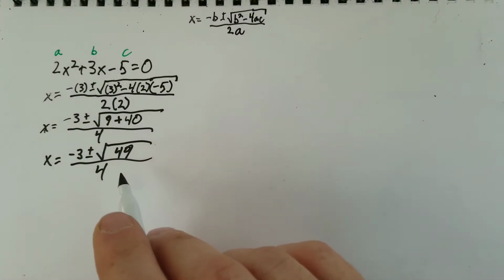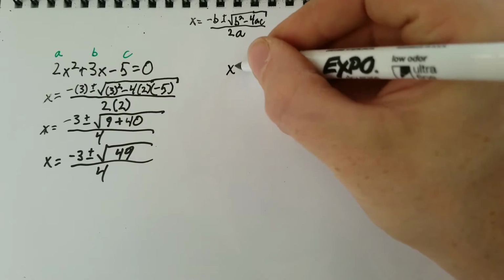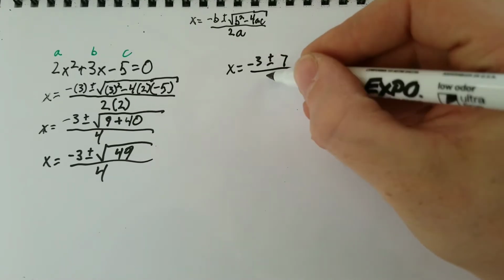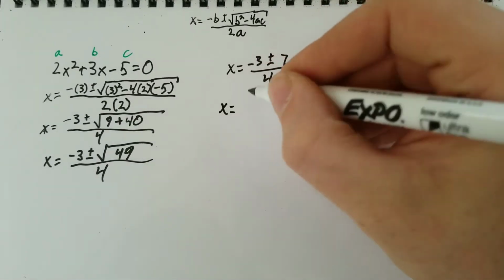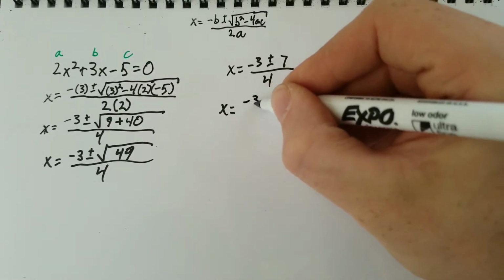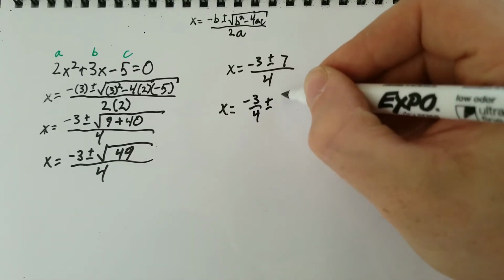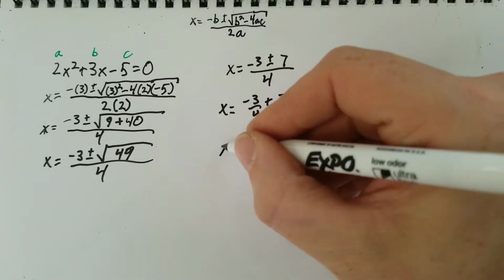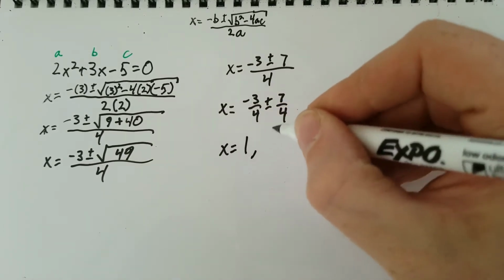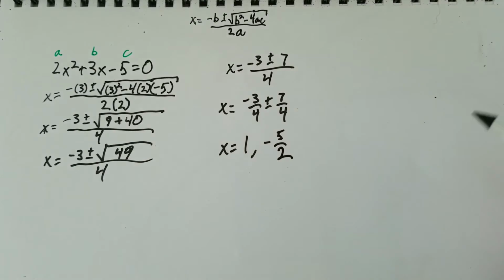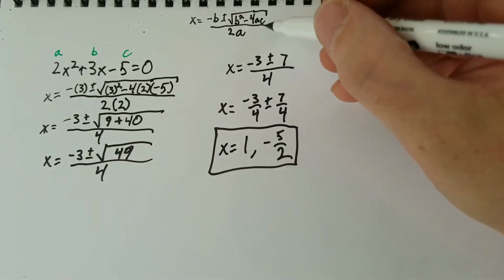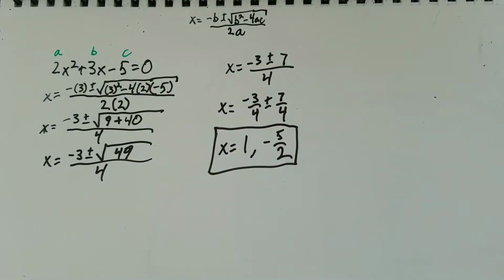Now the square root of 49 is 7. So we get x equals negative 3 plus or minus 7 over 4. We can take this and make it x equals negative 3 over 4 plus or minus 7 over 4. And then if we just solve this, we end up with x equals 1 and negative 5 over 2. And those are our x-intercepts for that quadratic equation using the quadratic formula. All right, let me erase this and we'll work on the next one.